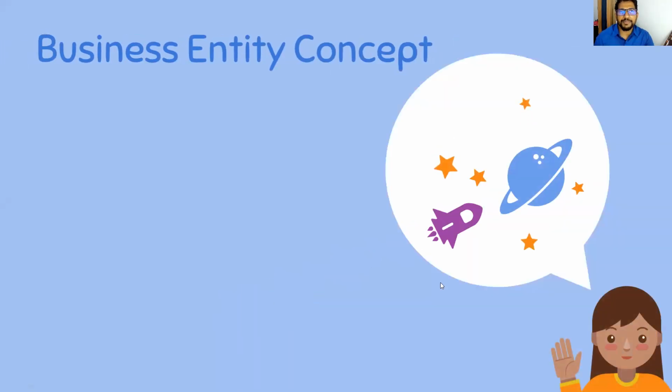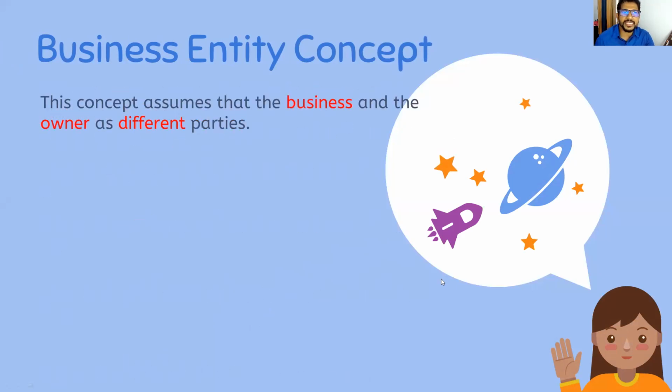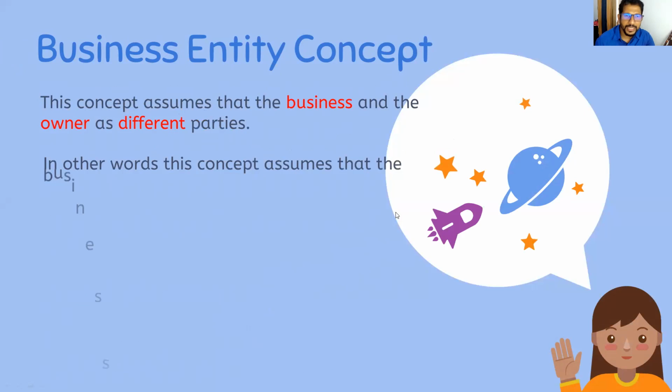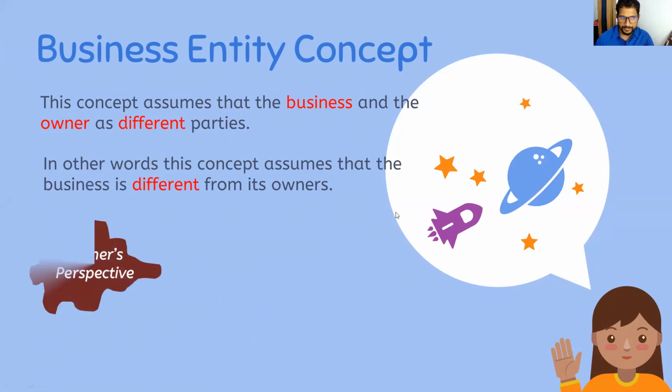It is the business entity concept. This concept assumes that the business and the owner are different parties. Highlight what is given in red. Second point, in other words, this concept assumes that the business is different from its owners. Third, accordingly, in recognizing transactions, we have two perspectives.